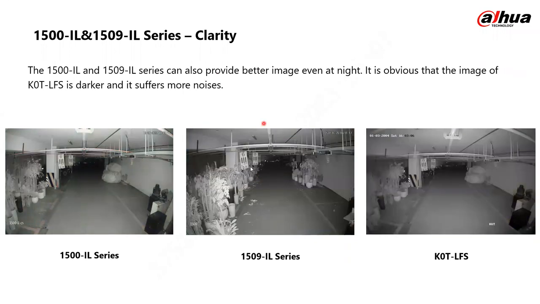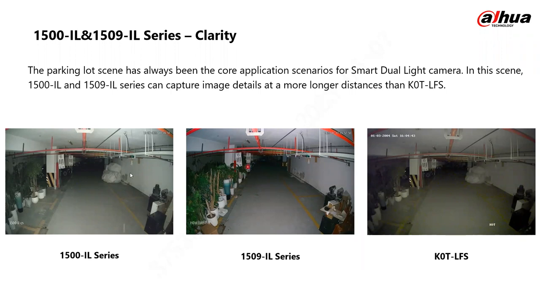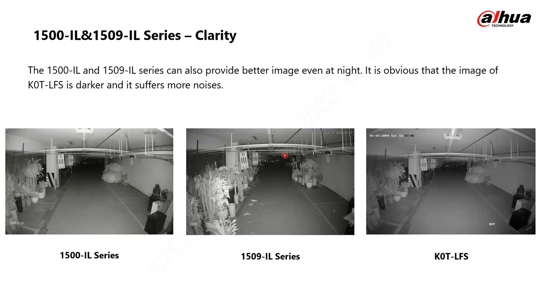So in places where we have illumination because of the dual white light, this is the output you're going to get. In places where, for example, maybe during the night, we don't have any kind of illumination with the dual white light and dual IR, this is the kind of output you're going to generate from the cameras because of the dual IR lighting. So this is for the 1500 IL series and 1509 IL series alongside the competitor's product.